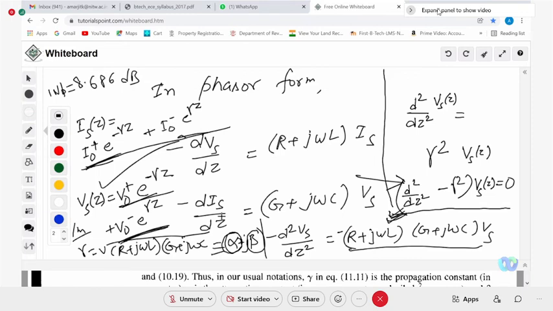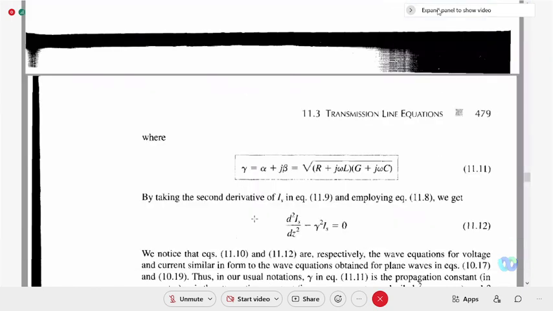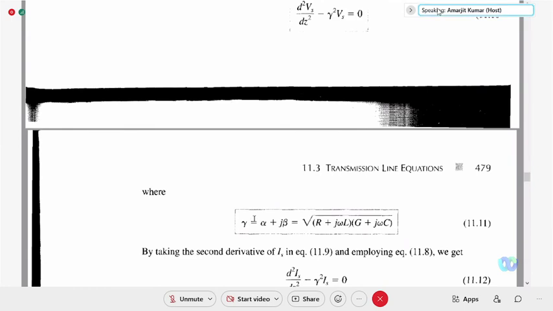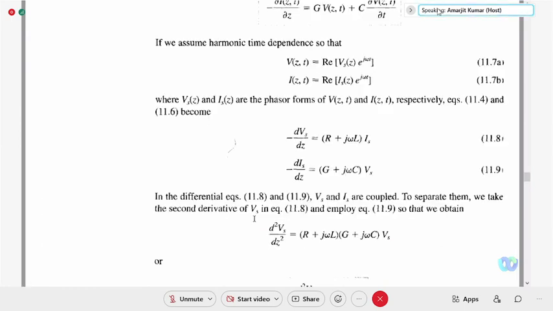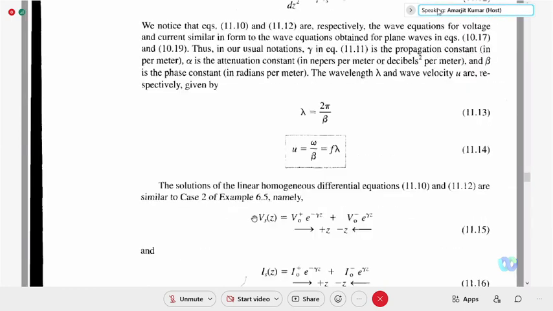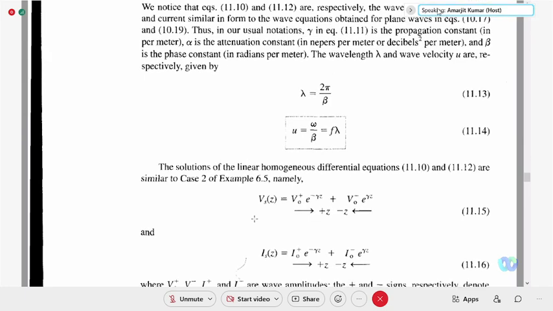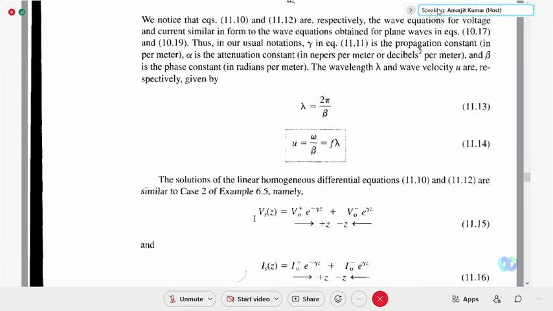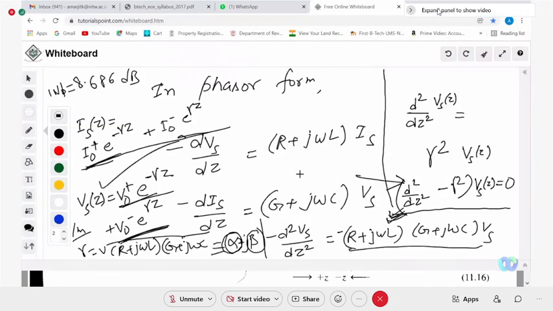Okay, good. So next, we just calculated phasor current and phasor voltage, VS(z) and IS(z). What about the instantaneous current and voltage at any instant? So what will be that?